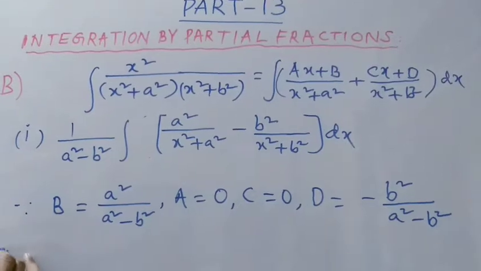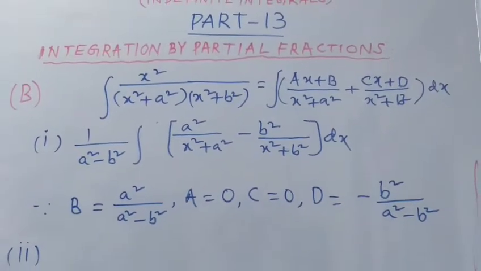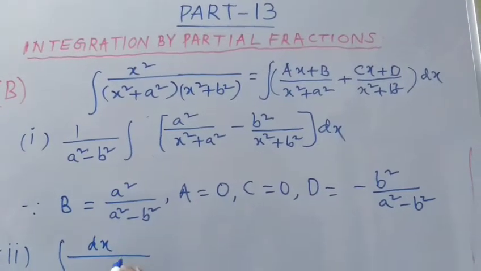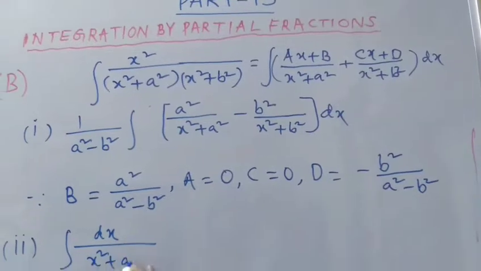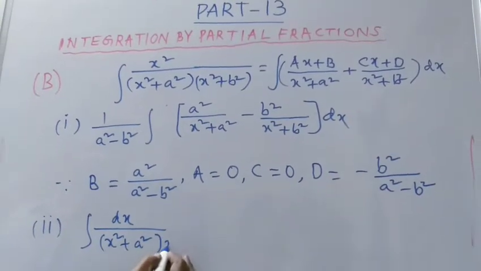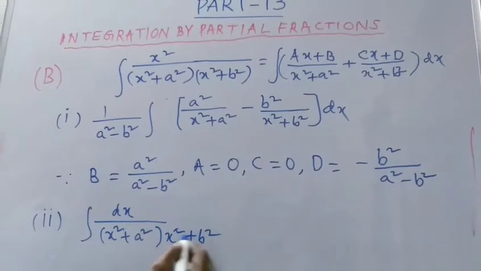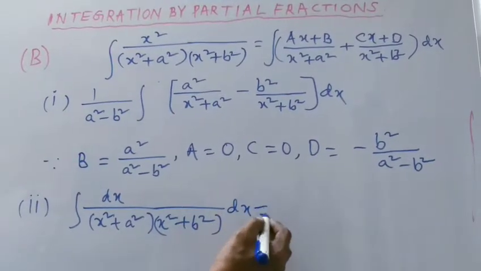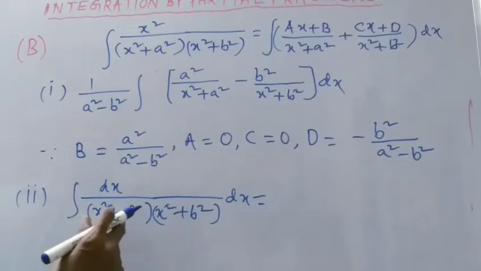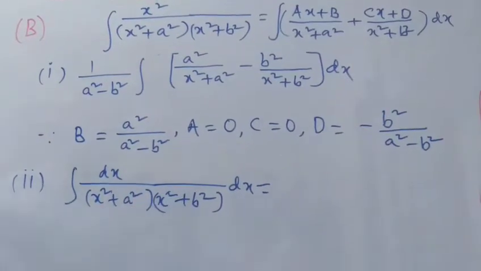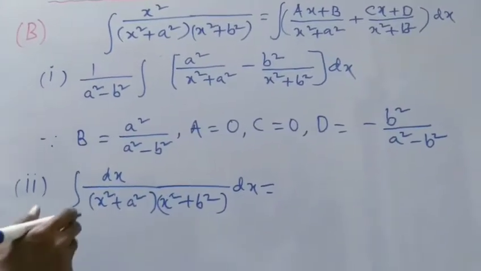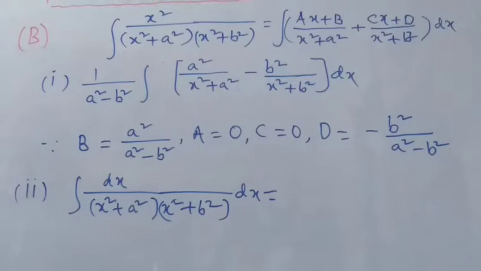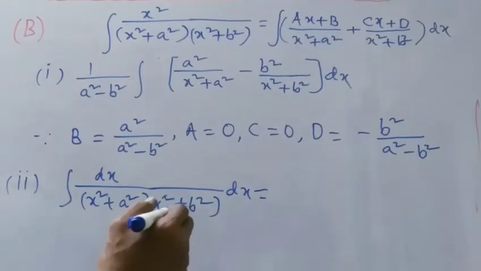And the second concept: integral of dx by x square plus a square into x square plus b square dx. Here, how many factors are there? Two factors, x square plus a square and x square plus b square. According to the partial fractions, it is split like this.